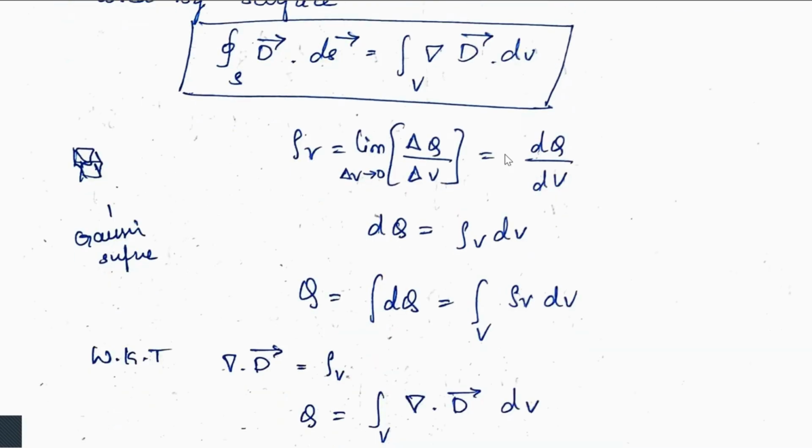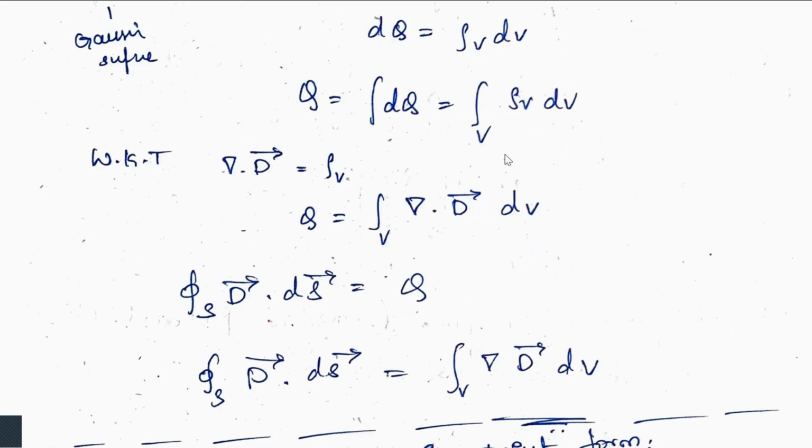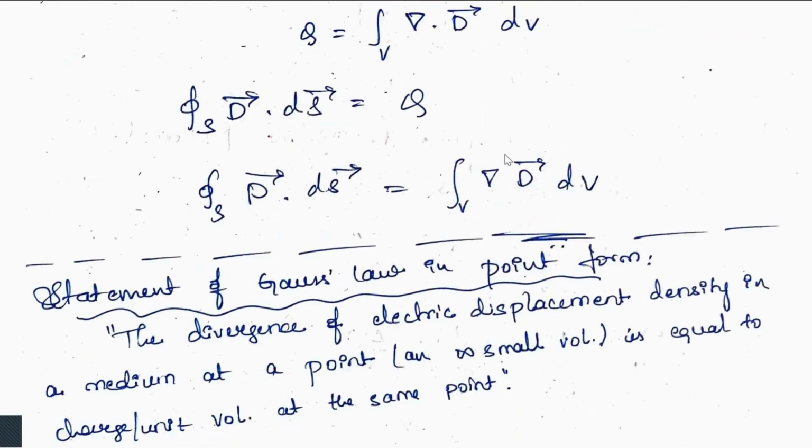nabla dot D vector is equal to rho v. Substitute that in the rho v place. After substituting, we know that the surface integral of D vector dot dS vector is equal to Q. So replace the Q with that. Hence we will get the Gauss divergence theorem equation.